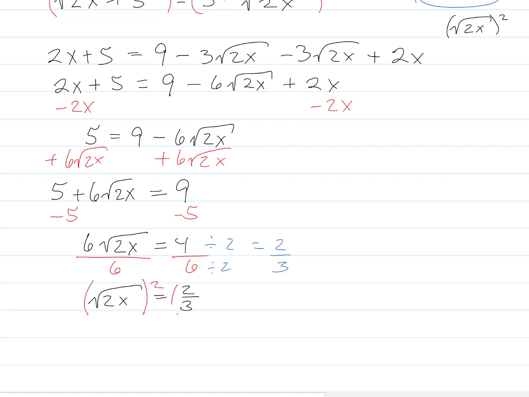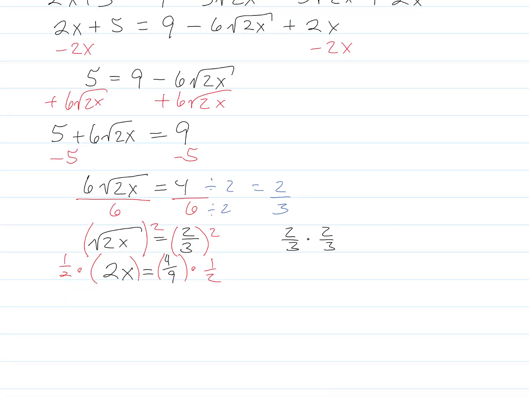I'm going to square both sides. So on the left, I've got the square root of 2x squared. That's going to be 2x. So that's 2/3 squared. So remember, that's 2/3 times 2/3. So that's 4/9. And then finally, I'm going to divide both sides by 2, or equivalently, I could say I'm going to multiply both sides by 1/2. So I get that x is equal to 4/18.